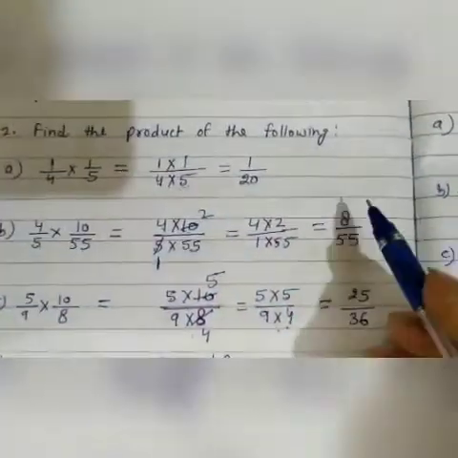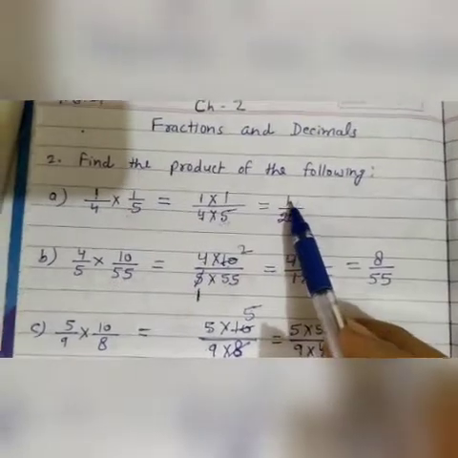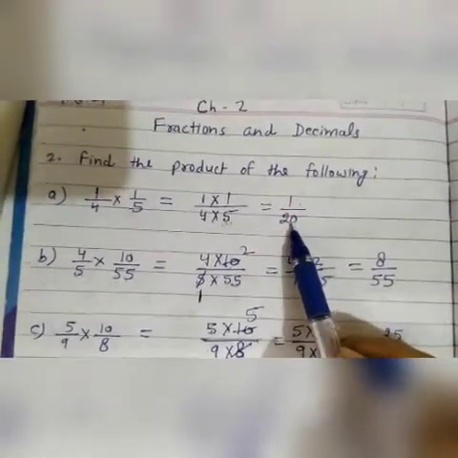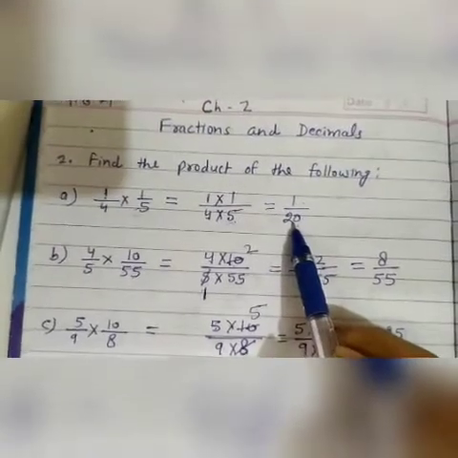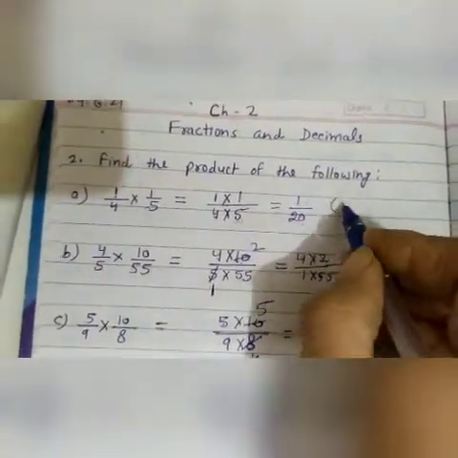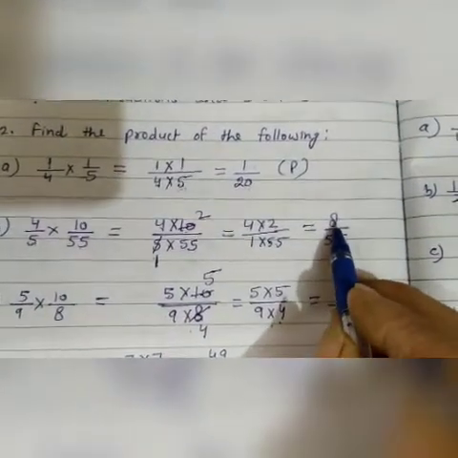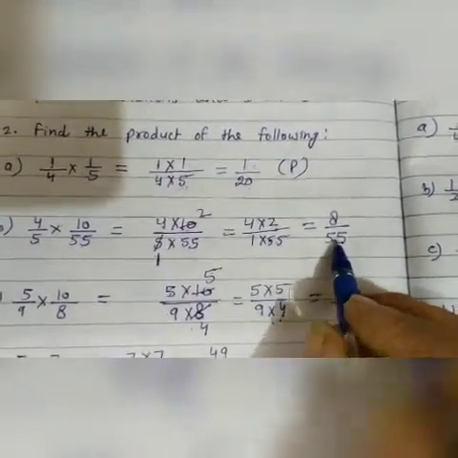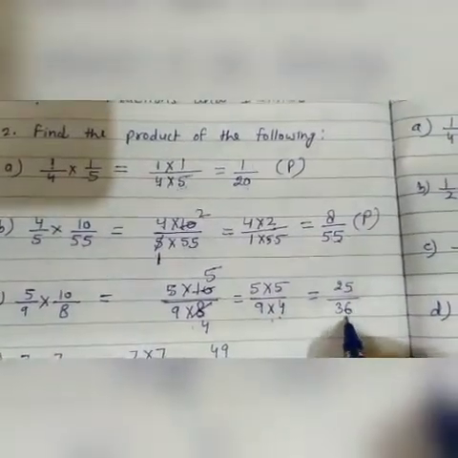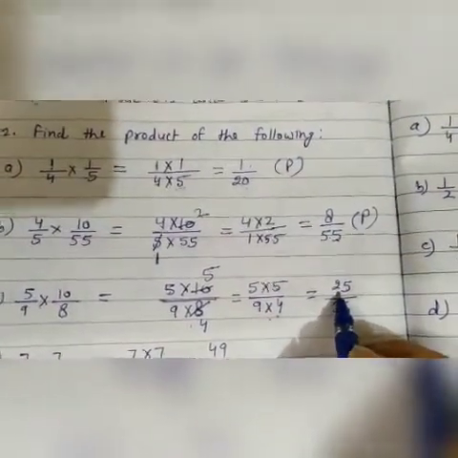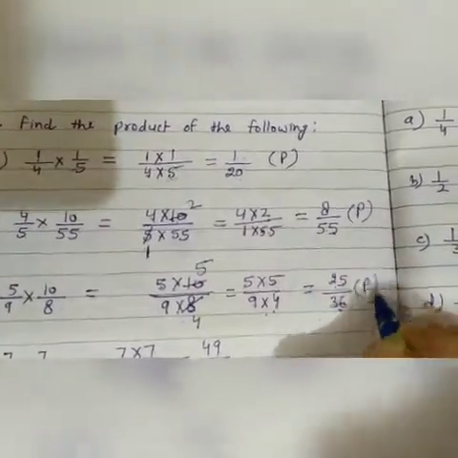One thing students, this is 1 upon 20. Numerator is smaller than denominator. So it is a type of, which type of fraction? Proper fraction. It is a proper fraction. 8 upon 55. Again numerator is smaller than denominator. So it is again proper fraction. 25 upon 36. Again numerator is smaller than denominator. So it is again proper fraction.